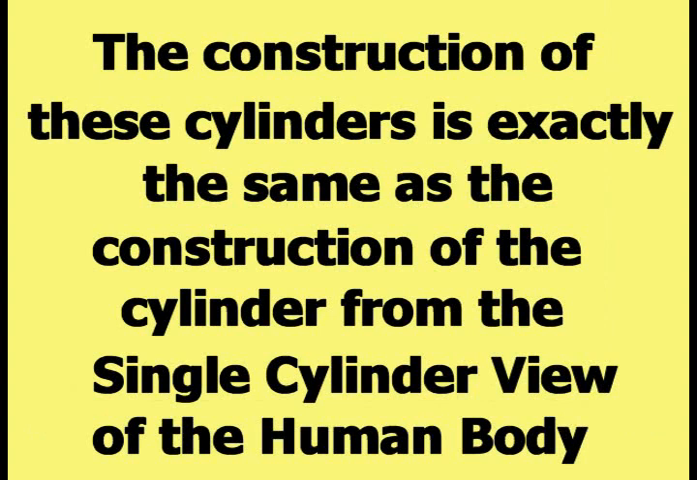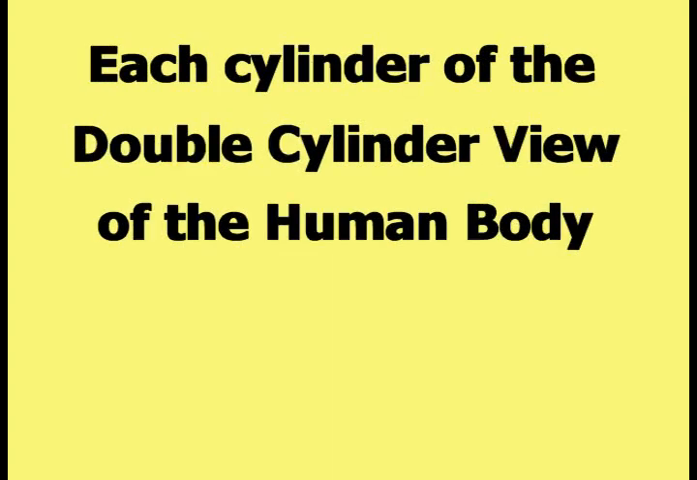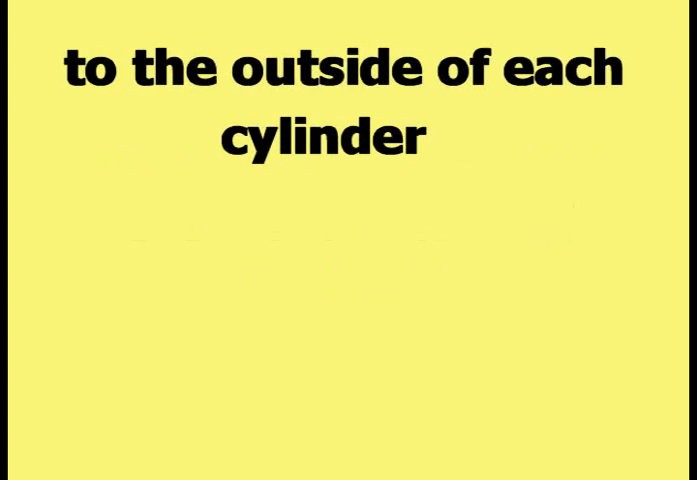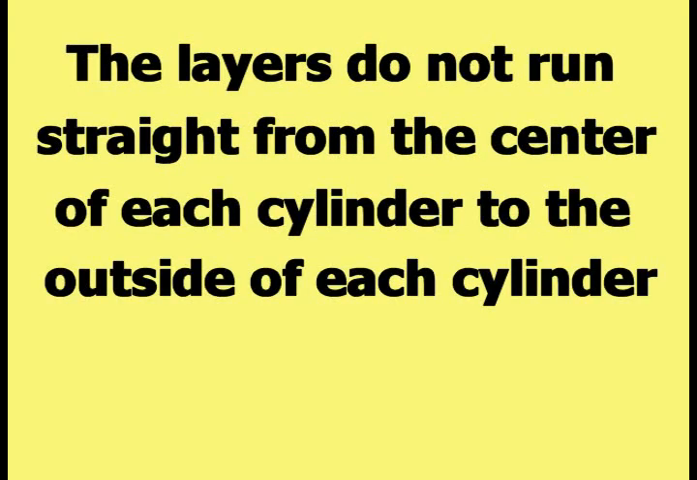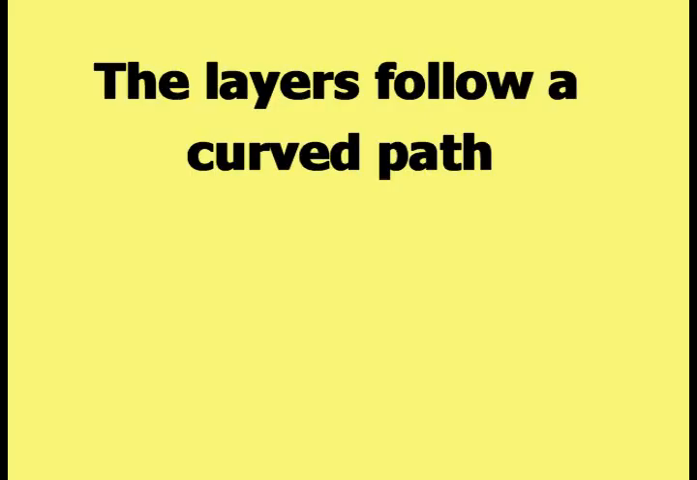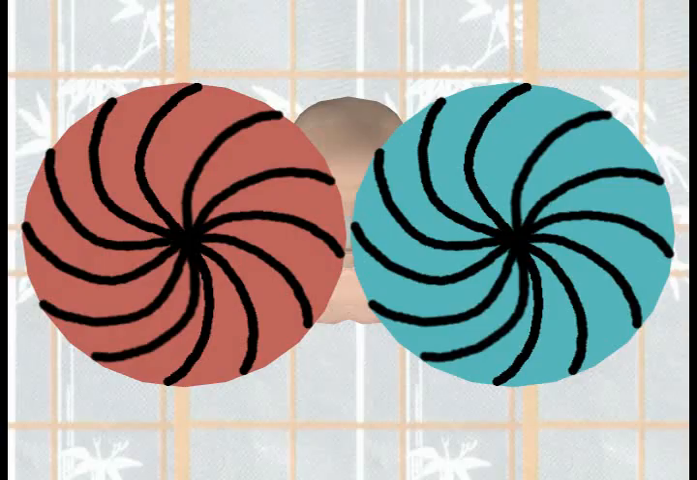The construction of these cylinders is exactly the same as the construction of the cylinder from the single-cylinder view of the human body. Each cylinder of the double-cylinder view is constructed of layers that run radially from the center of each cylinder to the outside of each cylinder. The layers do not run straight from the center to the outside, as shown in this example. The layers follow a curved path shown in this picture as they travel from the center of each cylinder to the outer edge of each cylinder.